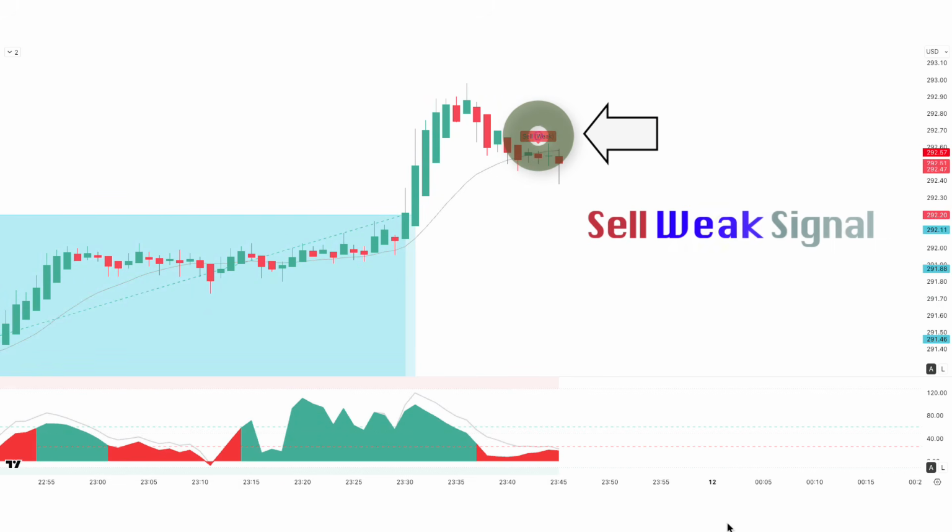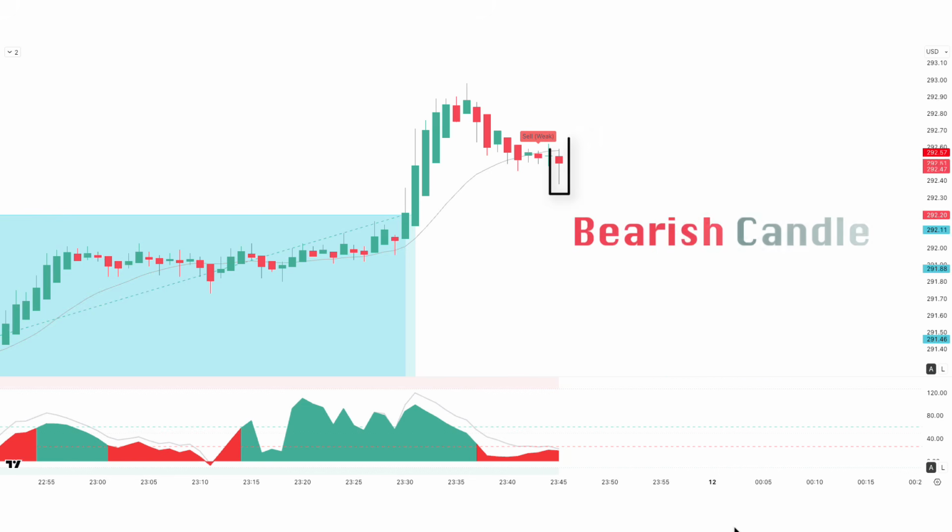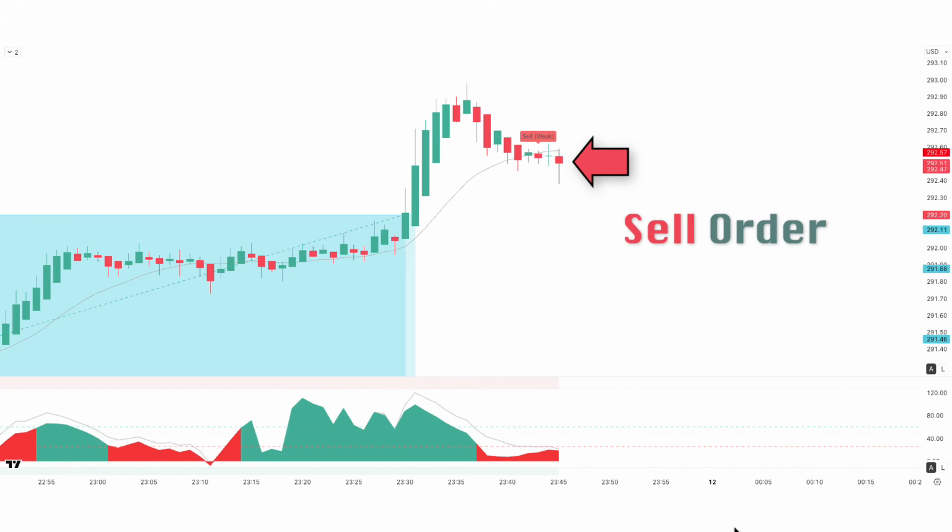Here the DJ Suri trading label down of this indicator is sell weak signal. Here the MSL momentum deviation indicator red area. Here market has made a bearish candle to give confirmation. So all our conditions are being fulfilled, so we are placing an order to sell.